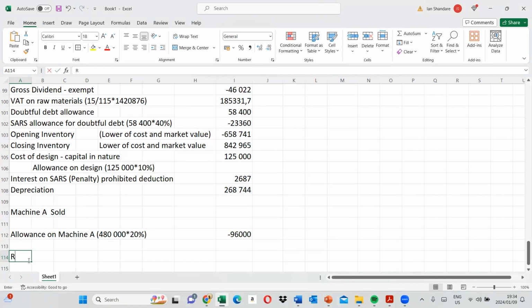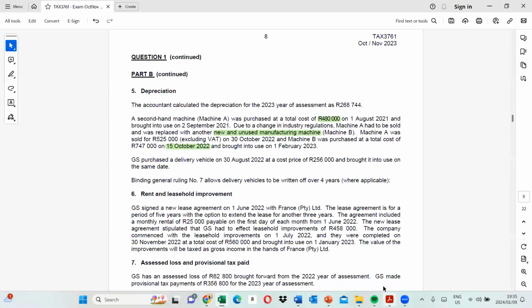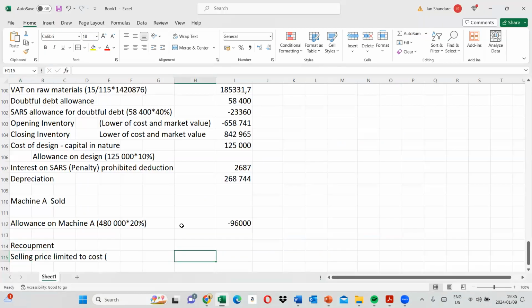And then this machine was sold, which means now you have to do a calculation of recoupment in regard to this asset. So you take selling price limited to cost. Let's quickly see what we have. They sold the machine for 525, and the cost is 480. So you're going to use 480 in this regard.